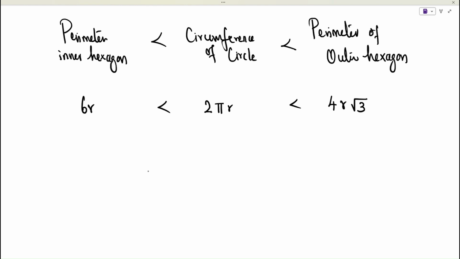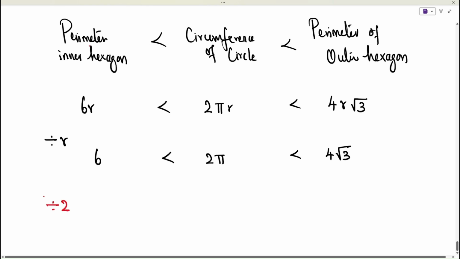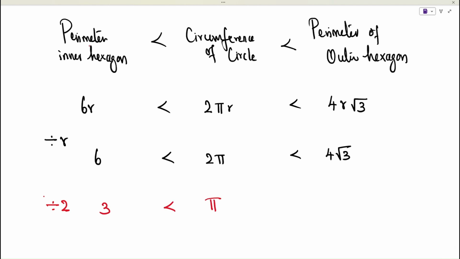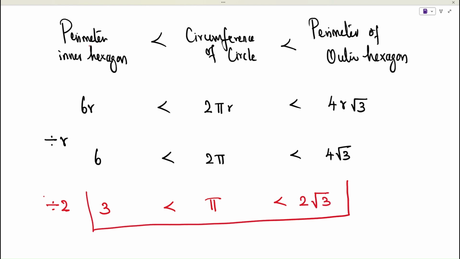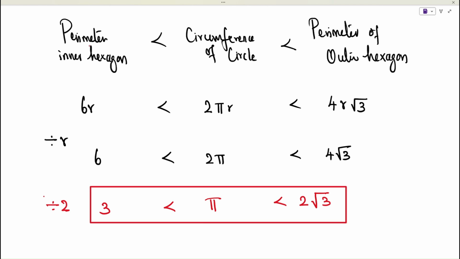So one of the first things we can do is factorize out r and divide everything by r. So here we're left with 6 is less than 2 pi, which is less than 4 root 3. And now we have to simplify further because we still don't have what we want. So what we can do here is divide everything by 2. So here we're left with 3 is less than pi, which is less than 2 root 3. And this is the inequality that the question asked us to obtain, and here we have it.